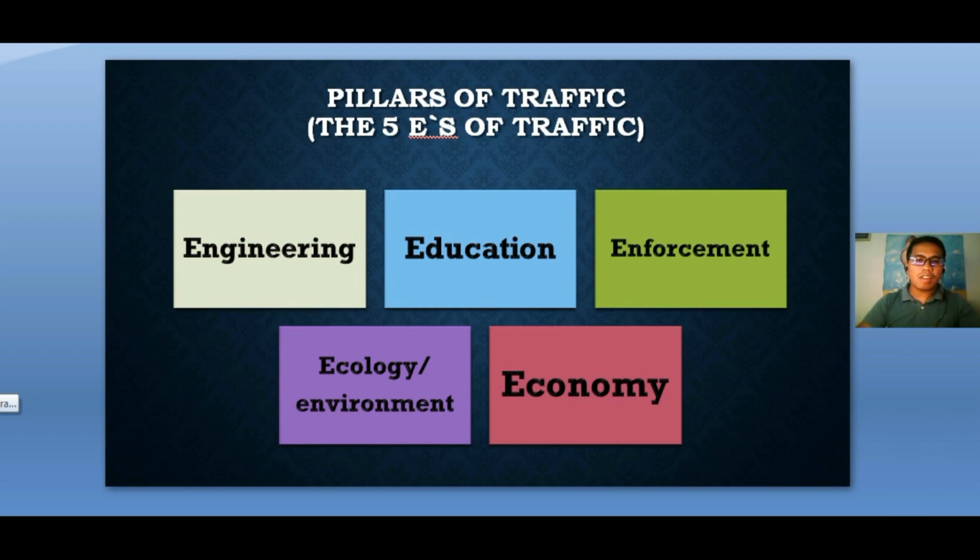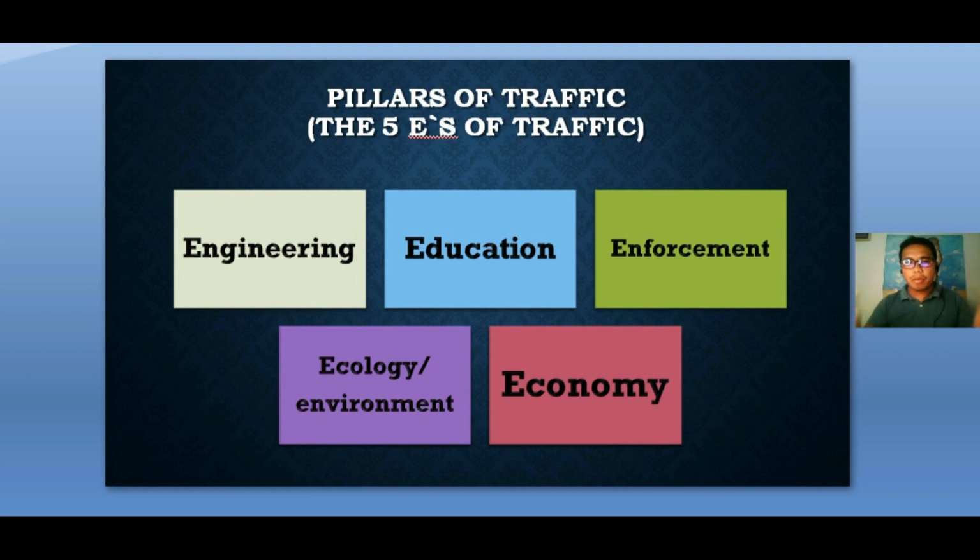Now let's go to the pillars of traffic, or we call this the 5 E's of traffic. 5 E's in a sense that these pillars of traffic start with the letter E. We have the first one, traffic engineering, second one is traffic education, the third is traffic enforcement, the fourth one is traffic ecology or traffic environment, and the last one is traffic economy. So we will discuss together what engineering is, what education is, what enforcement is, what ecology is, and what economy is.